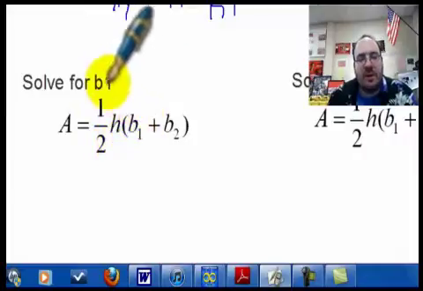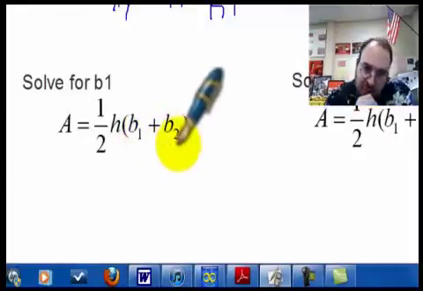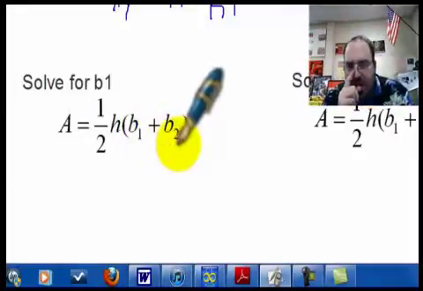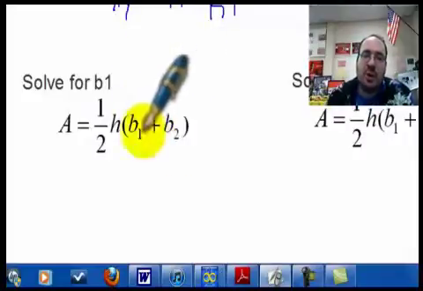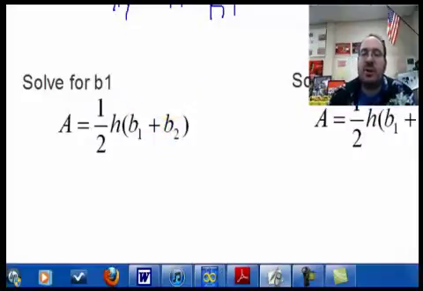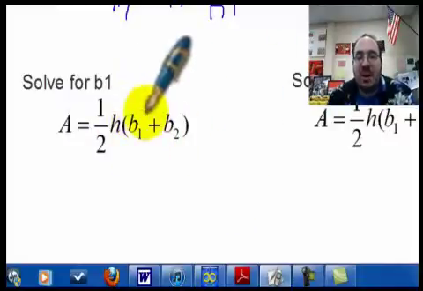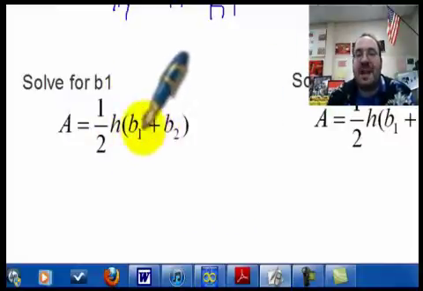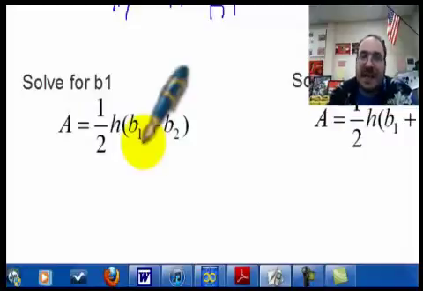Okay, here I want to solve for b1. Now this little 1 down here and this 2, these are called subscripts. And we use them if we have several variables that are kind of related to each other, and we don't want to use different letters. So b1 and b2 are somewhat related to each other. They're different variables, but in this problem, this is the area of a trapezoid, so these are both the bases of the trapezoid, and the little subscripts indicate that they're two different numbers, but they're related.